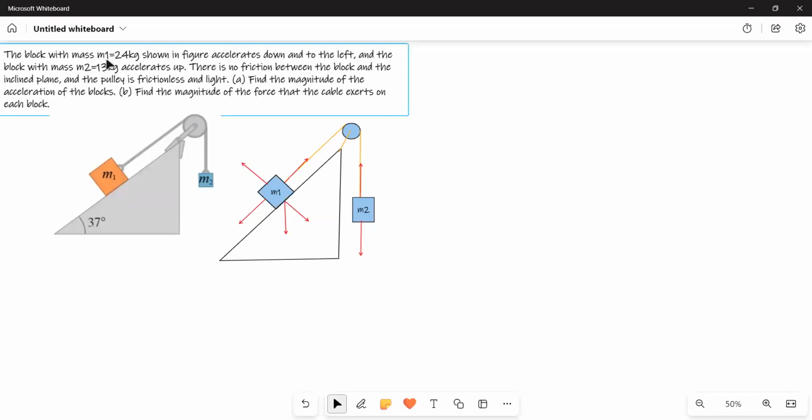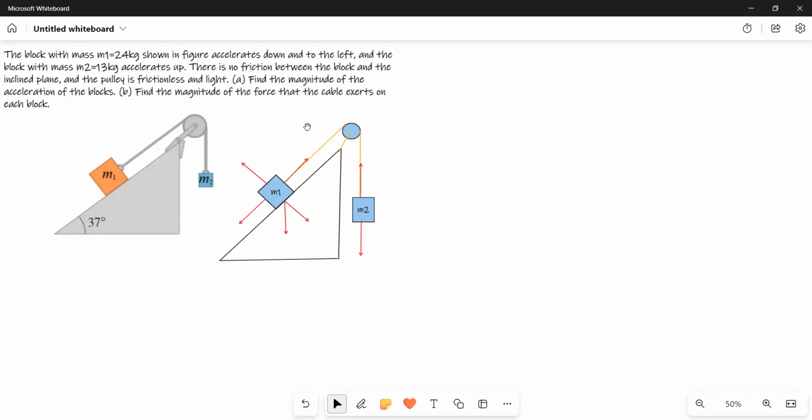The block with mass m1 equal to 24 kg, shown in the figure, accelerates down and to the left, and the block with mass m2 equal to 13 kg accelerates up. There is no friction between the block and the inclined plane, and the pulley is frictionless and light. Find the magnitude of the acceleration of the blocks. Find the magnitude of the force that the cable exerts on each block.